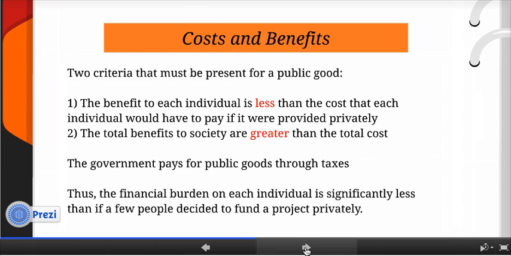So if a group in your neighborhood wanted to build a bridge over the intercoastal, it wouldn't make sense for them to fund it privately and then limit access to only the people that paid for it. It'd be way too expensive. So the government steps in and funds the bridge publicly through everyone's taxes, and then everyone is allowed to use the bridge.